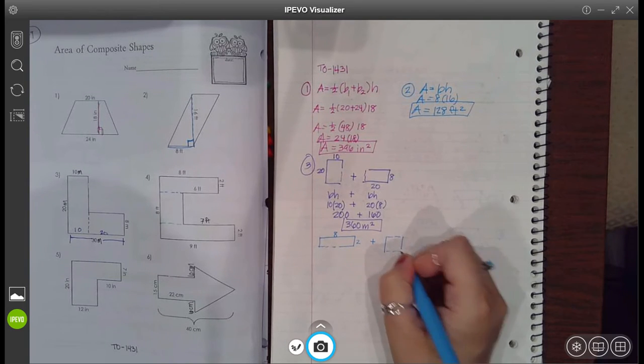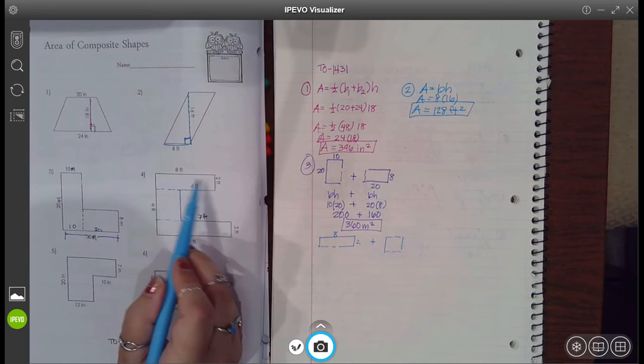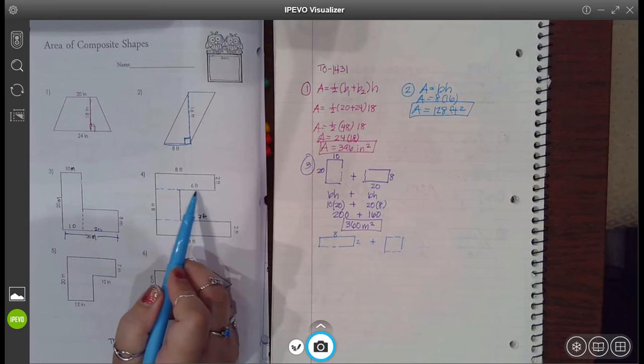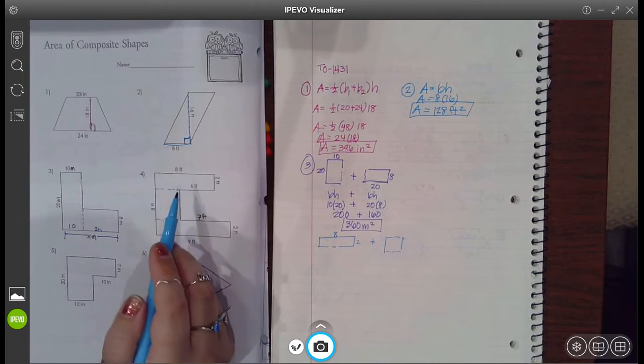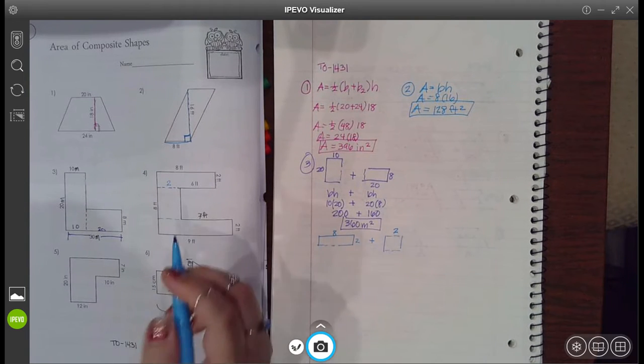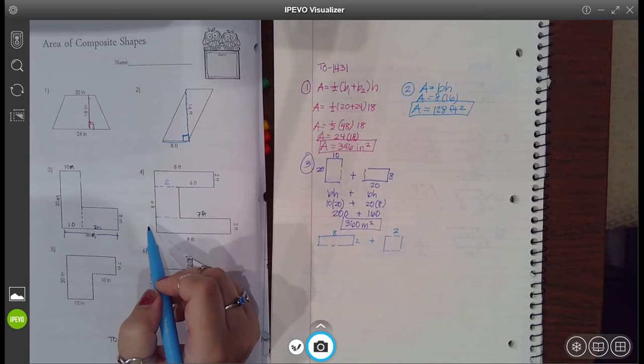Those are solid. These are not. So, okay, if this whole thing is 8, that means this whole thing is 8. So 6 plus what is 8? 2. Clearly, this is not drawn to scale. Okay, so that's 2. And then this whole thing is 8.